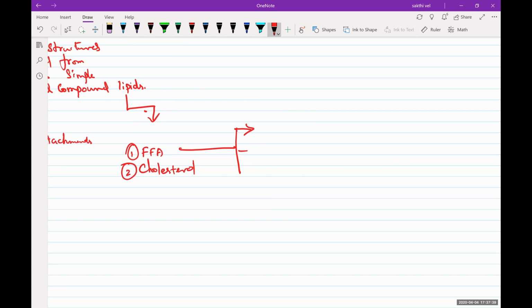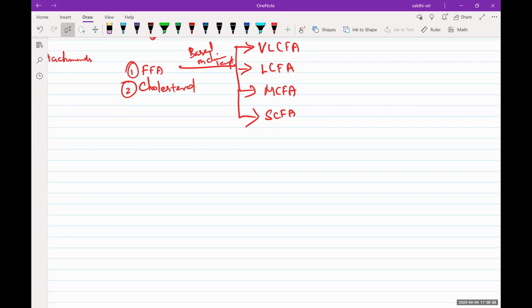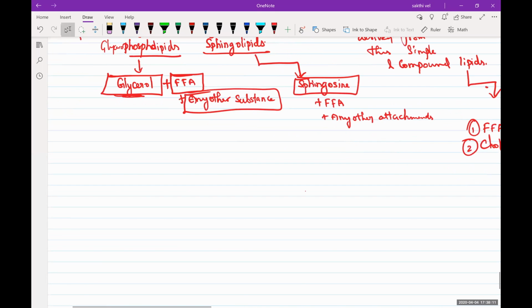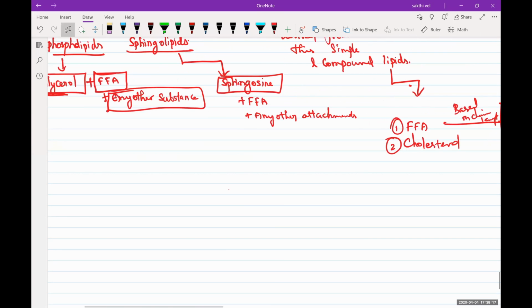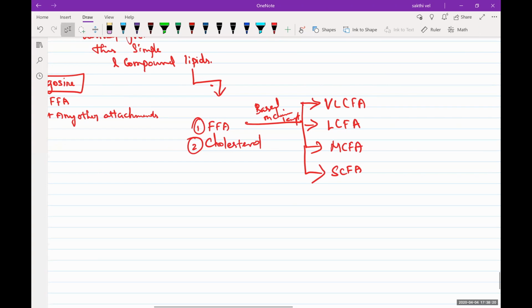Your free fatty acids are classified into 4 types based on the chain length. So what are they? Very long chain fatty acid, long chain fatty acid, medium chain fatty acid, and short chain fatty acid. Different books give different values, so I don't want to go into the numbers, but these are the important content.